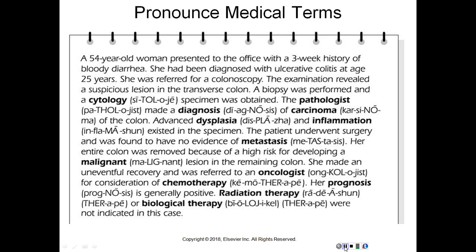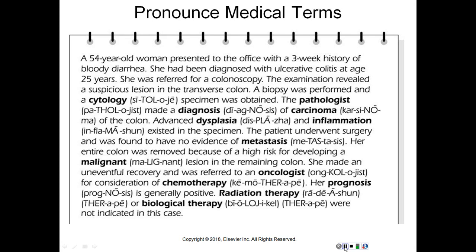The pathologist made a diagnosis of carcinoma of the colon. Advanced dysplasia and inflammation existed in the specimen. The patient underwent surgery and was found to have no evidence of metastasis. Her entire colon was removed because of a high risk for developing a malignant lesion in the remaining colon. She made an uneventful recovery and was referred to an oncologist for consideration for chemotherapy. Her prognosis is generally positive. Radiation therapy or biological therapy were not indicated in this case.